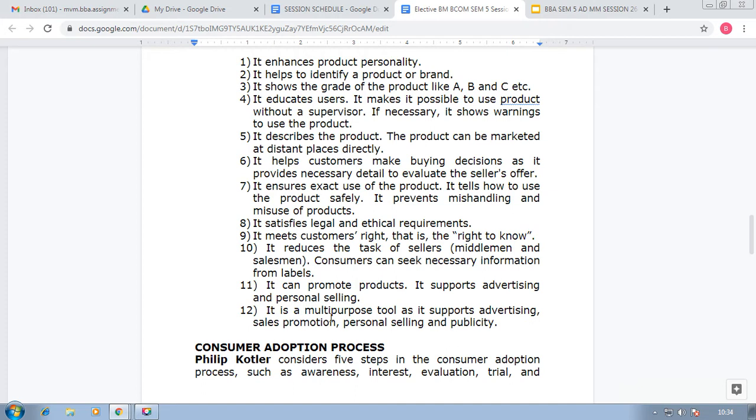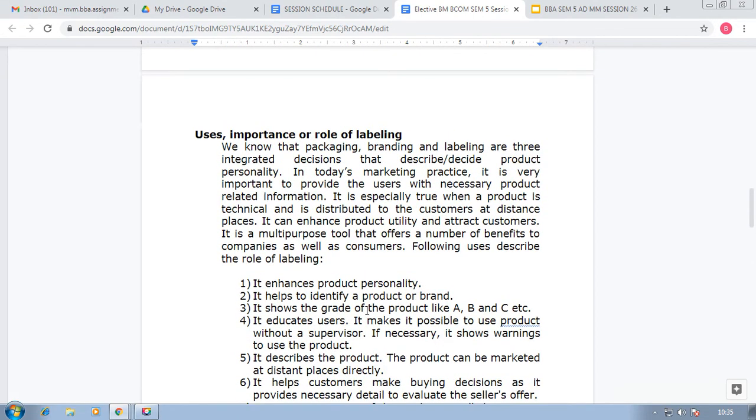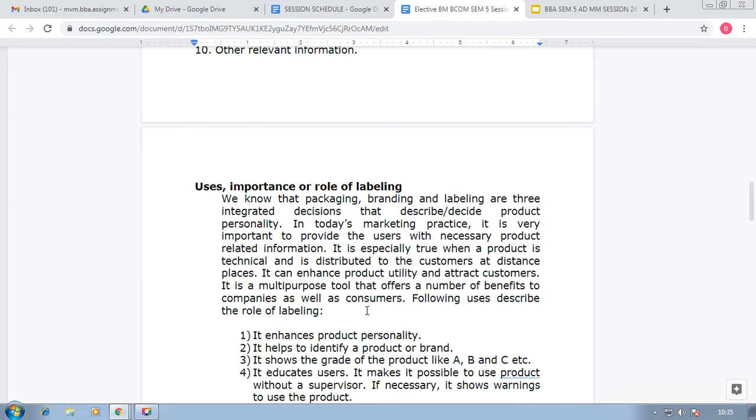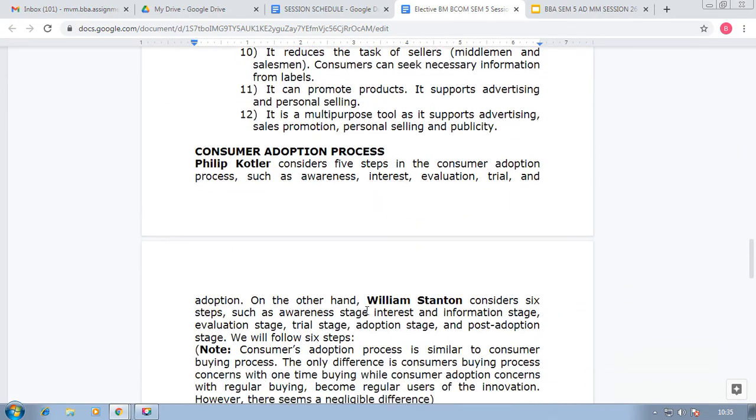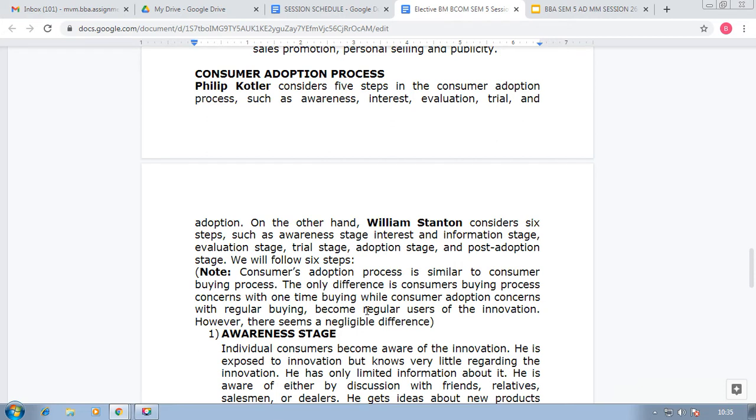So labeling, which is a multi-purpose tool, serves as a tool of advertising, sales promotion, personal selling and publicity. So these are the uses and importance, or you can say the role of labeling, students. Now the next important topic and the last topic of this particular chapter that I wanted to discuss with you is the consumer adoption process.